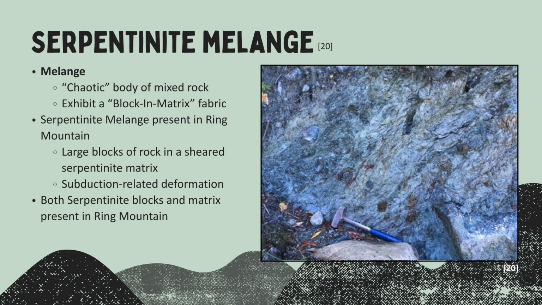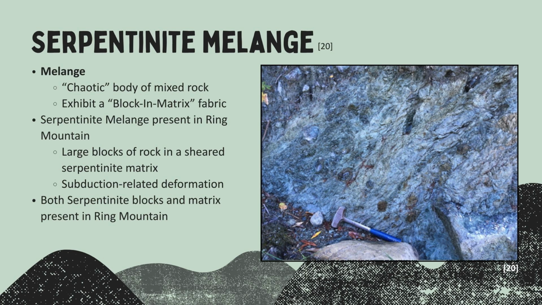Ring Mountain is home to an abundance of serpentinite melange. A melange is a chaotic body of mixed rock that often results from the combining or mixing of various rock types through subduction collisions. These melanges exhibit a block in matrix fabric, meaning that fine-grained, sheared rocks act as a matrix surrounding these less sheared clasts.